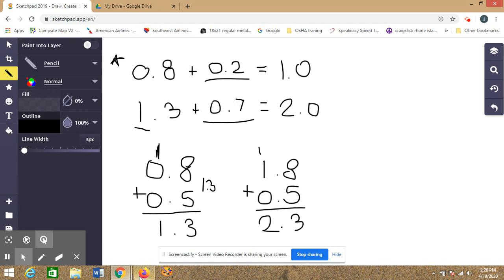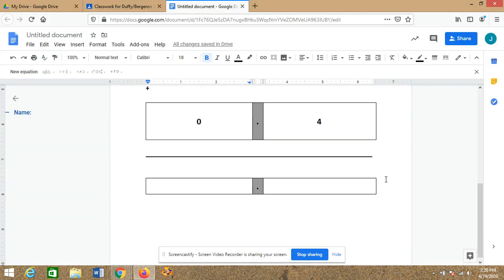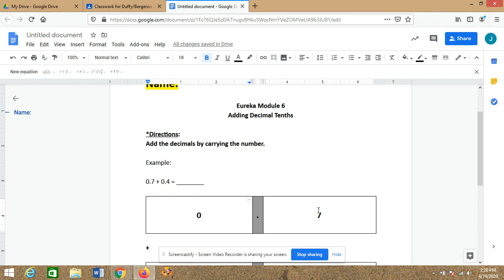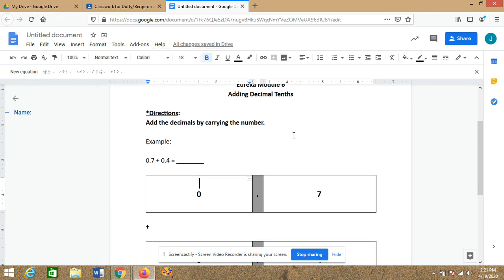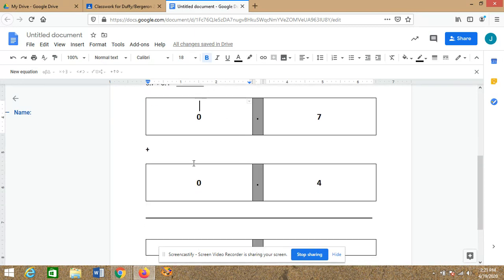What it's going to look like on your work today is this. This is the best way I could think to do it, was put it in tables like this, because it's hard to type in carry numbers on Google Docs. So say you get a question like this: 7/10 plus 4/10. So you'll have your ones place, you'll have your tenths place, and you're just going to add them up and then carry. So what's 7 plus 4?